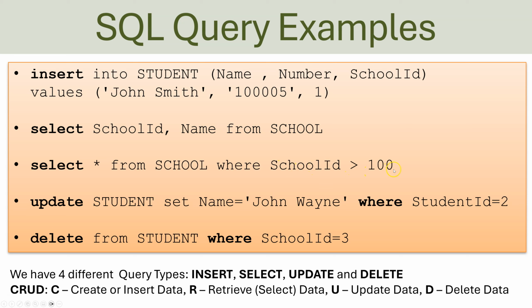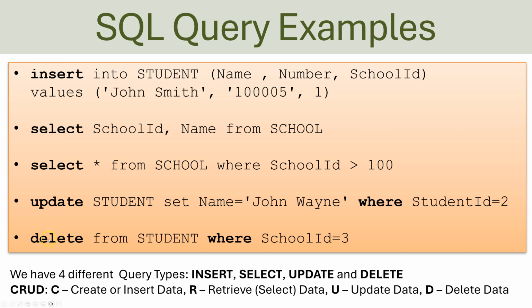And here you also use the where to specify you only want to retrieve values where the school ID is larger than 100. If you want to update information that is stored in, for instance, the student table, you can use it like this: update student set name, and then the new name you want to change. Here also you typically use a where statement, so you only change the name for the student that has the student ID equal to number 2.